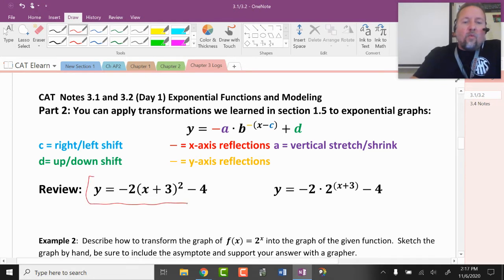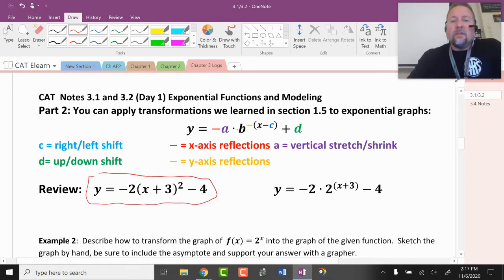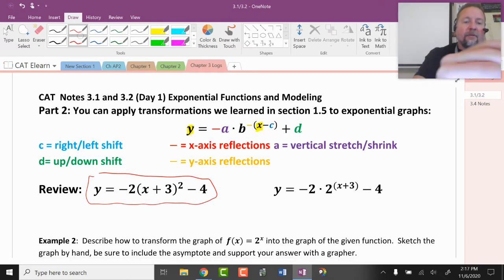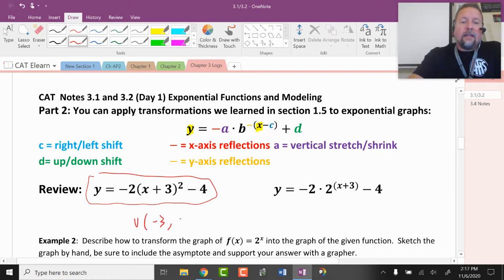So review. This is a quadratic. So really, what we're going to do is we're going to take these exponential functions, y equals something raised to an x power, and then we're going to talk about all the transformations that could happen. So very similar situation here. This is a quadratic, though. This is a quadratic with a vertex of -3, -4. And then it's flipped over the x-axis and stretched by a factor of 2.